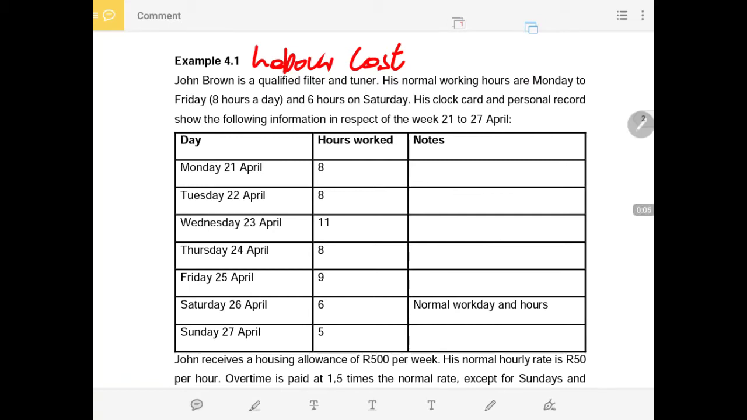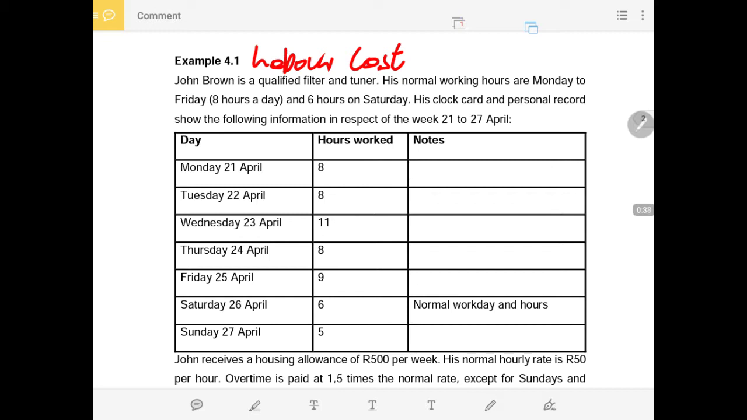We are now in chapter 4 of your textbook, and the topic of this chapter is labor cost. With labor cost, we are focusing on the cost that the company incurs in terms of the laborers. It could be direct laborers, it could be indirect laborers, but that is not the main focus. As long as at the end of the day, it is the cost of the labor that the company incurs.